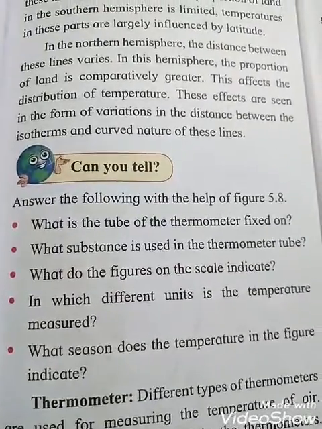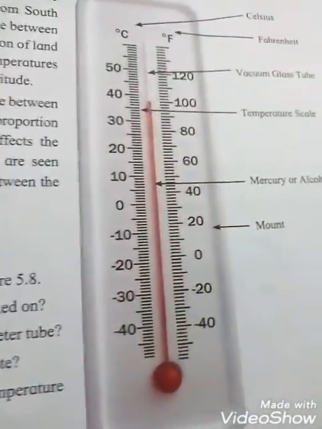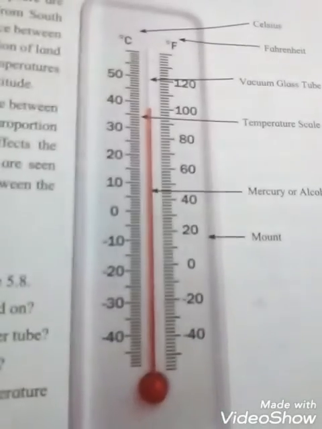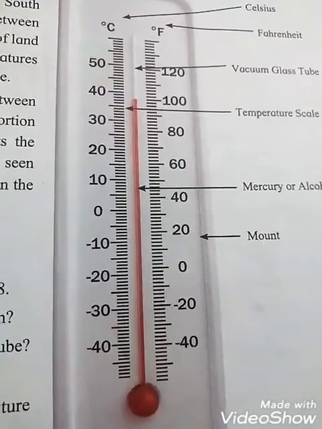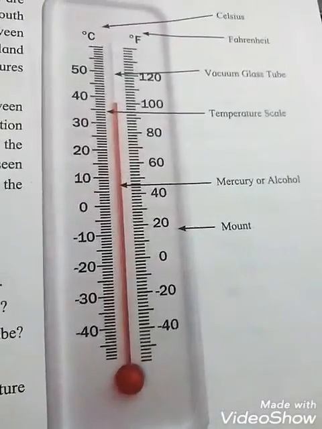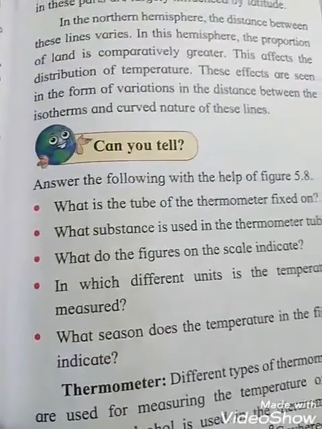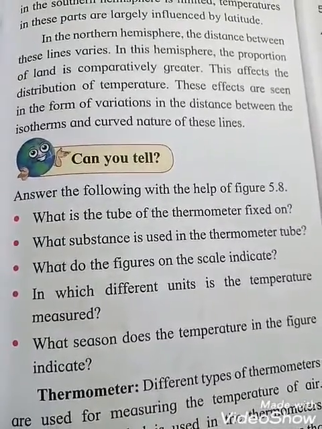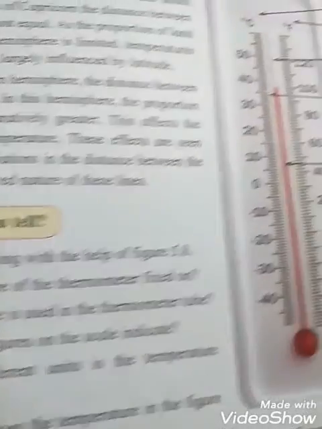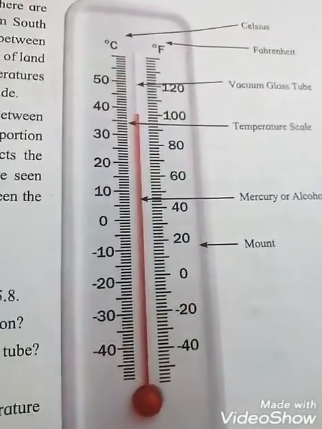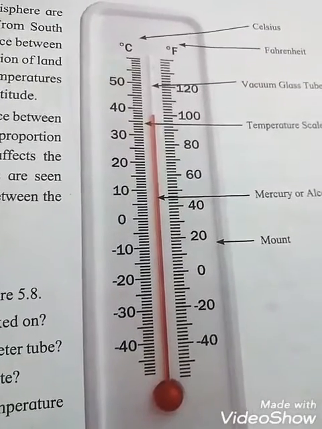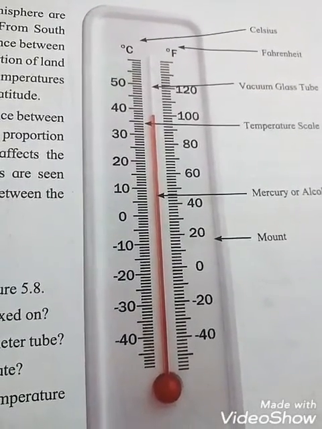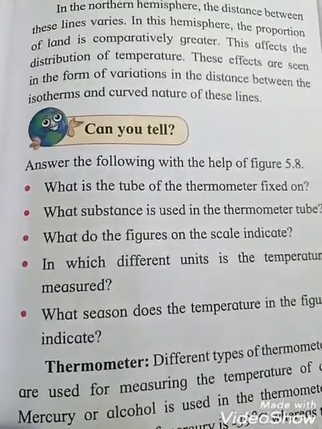Third point, what does the figure on the scale indicate? The figure on the scale indicates the temperature scale. Can you see that? Now the fourth point, in which different units is the temperature measured? As I said, degree C stands for Celsius and degree F stands for Fahrenheit. And last point, what season does the temperature in the figure indicate? The figure indicates the summer season.